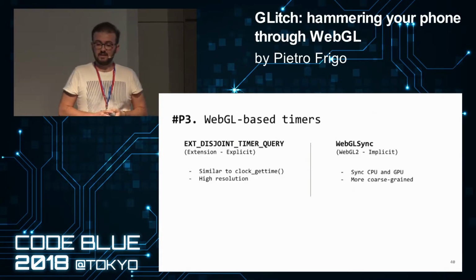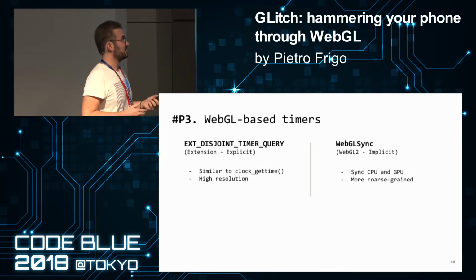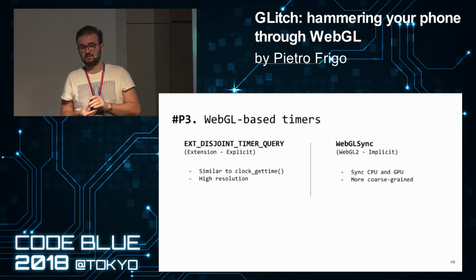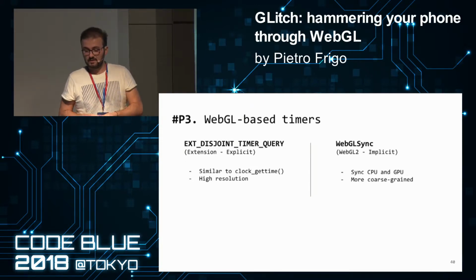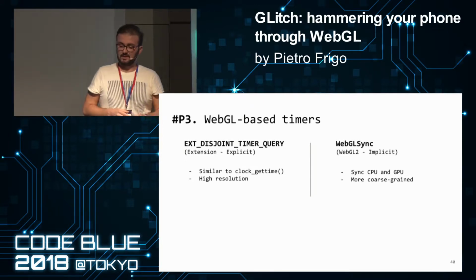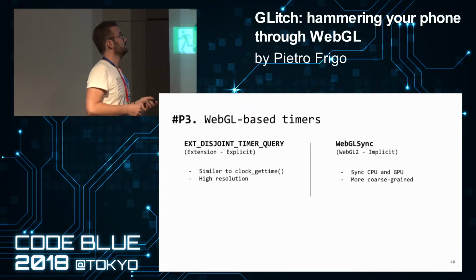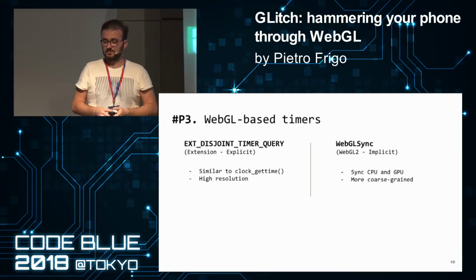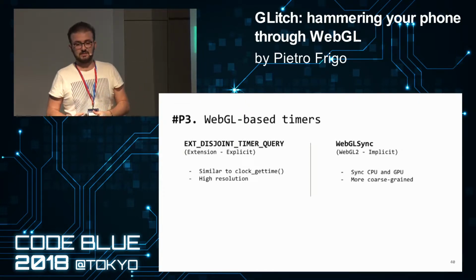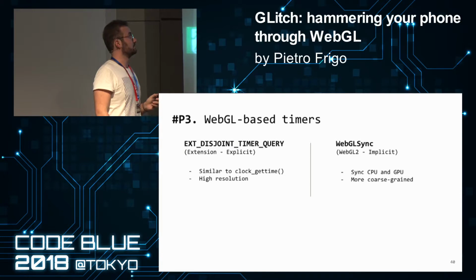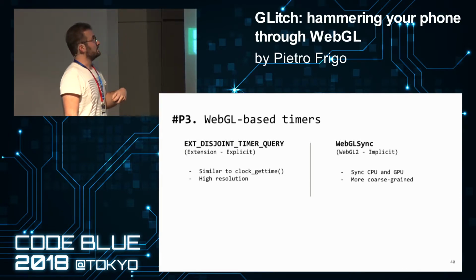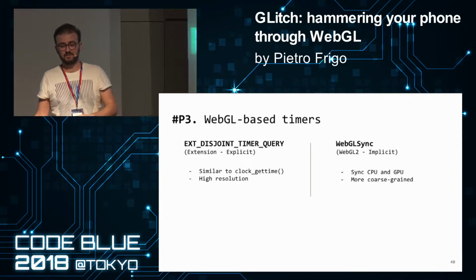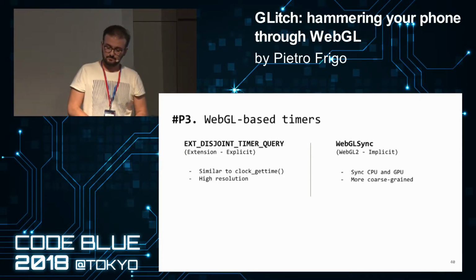Now, to detect this side channel, you need timers. And it turns out that WebGL provides you with 2 families of timers. The first one is based on the disjoint timer query extension. And this is very similar to clock get time. So you just ask for a timestamp, and you get back the value. And this has a very high resolution. And the problem with this is that since it's extension-based, you can simply disable it. You just remove the extension, and then you resolve the problem.